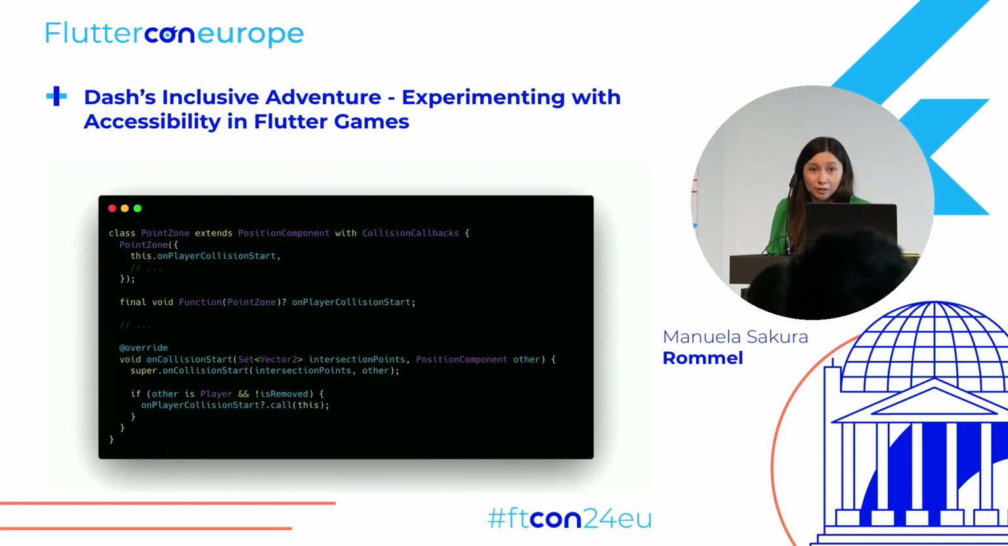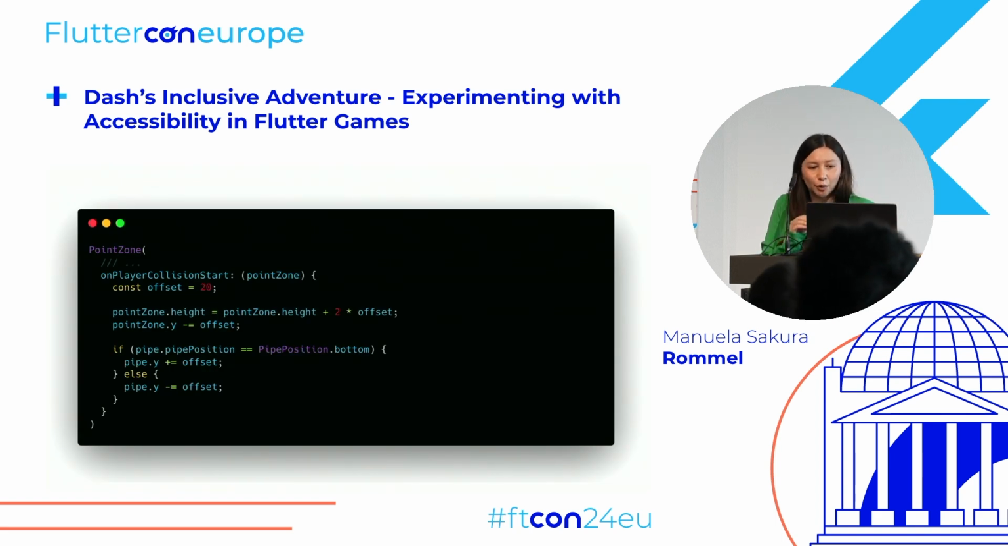So I called the space between the pipes point zone. So we can easily create this assist by checking when a player collides with a point zone and adding a callback. So the point zone class implements the collision callbacks mixin of Flame. So we can basically detect when Dash has first touched its point zone. And when that happens, we call the on-collision-start callback, which then adjusts the height of the point zone and position of both pipes according to the offset value. So how does that look?